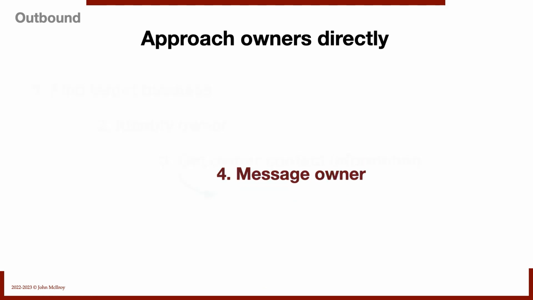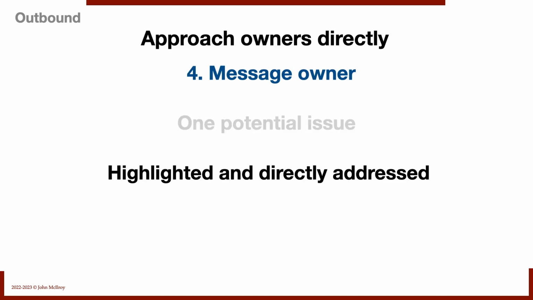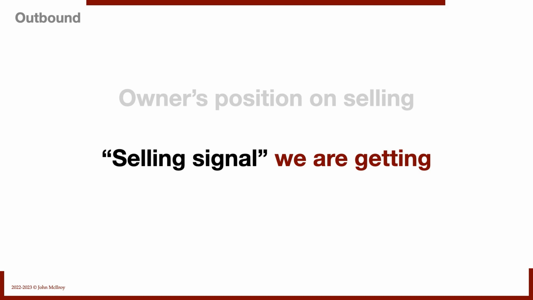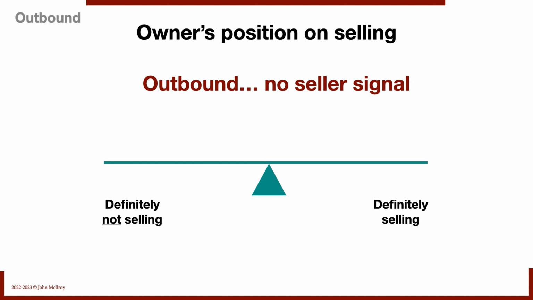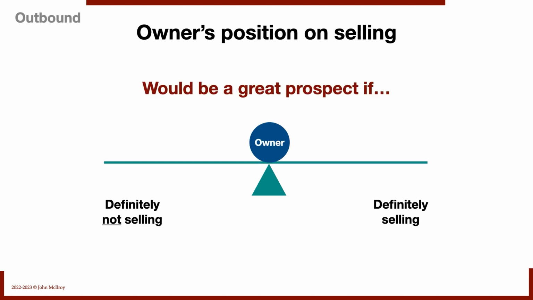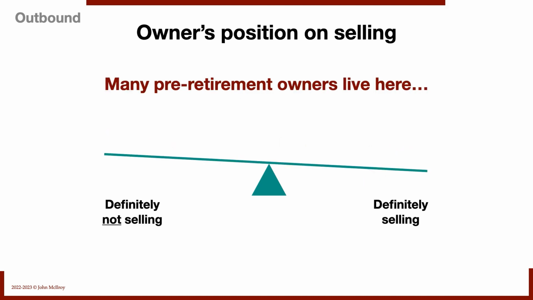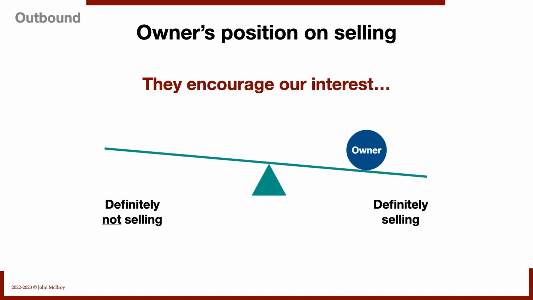Next, we want to message the owner. Now, there is one potential issue here that I want to see highlighted and directly addressed, and that is the owner's position on selling, or the selling signal we're getting from that owner. With outbound, there really is no seller signal. We don't know for sure if the seller is definitely selling, definitely not selling, where they really are. Now, they'd be a great prospect if they were definitely selling. But many pre-retirement owners, in my experience, live right around here or even here. They encourage our interest. They're thinking about selling. It's on their mind, and they're even receptive to receiving an offer. So we get all kinds of encouragement.